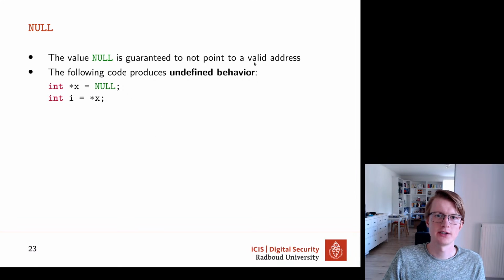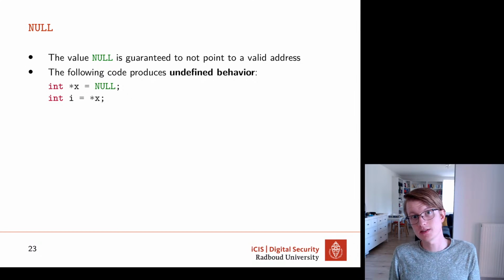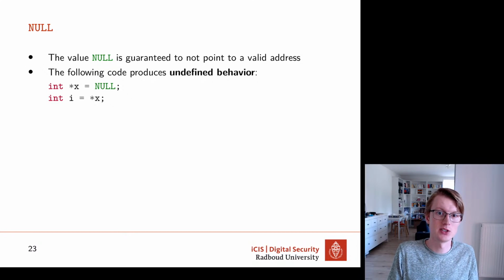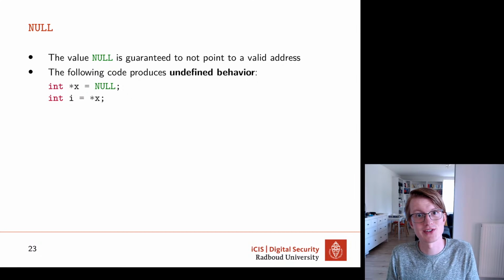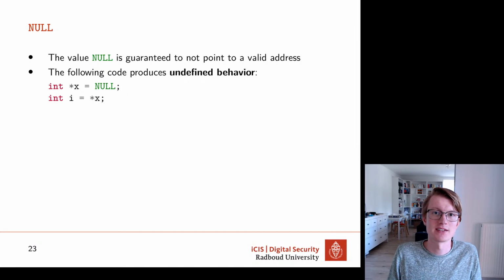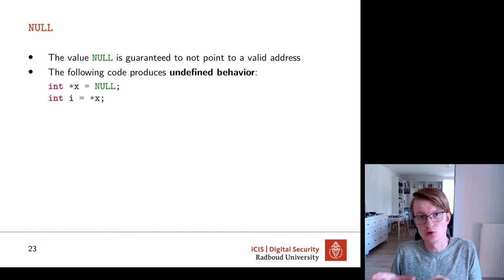Null is guaranteed to not point to a valid address. So null is defined to do this. The way this is typically implemented means that null is also the value 0, because 0 is not a valid address either. But that is not guaranteed to be the case. So don't assume it is 0.